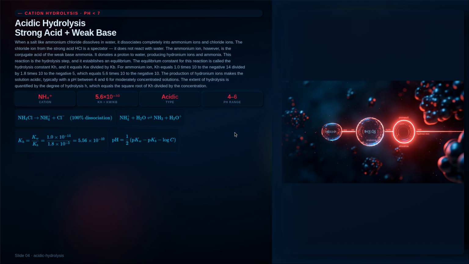The equilibrium constant for this reaction is called the hydrolysis constant, KH, and it equals Kw divided by Kb. For ammonium ion, KH equals 1.0 times 10 to the negative 14 divided by 1.8 times 10 to the negative 5, which equals 5.6 times 10 to the negative 10. The production of hydronium ions makes the solution acidic, typically with a pH between 4 and 6 for moderately concentrated solutions. The extent of hydrolysis is quantified by the degree of hydrolysis h, which equals the square root of KH divided by the concentration.